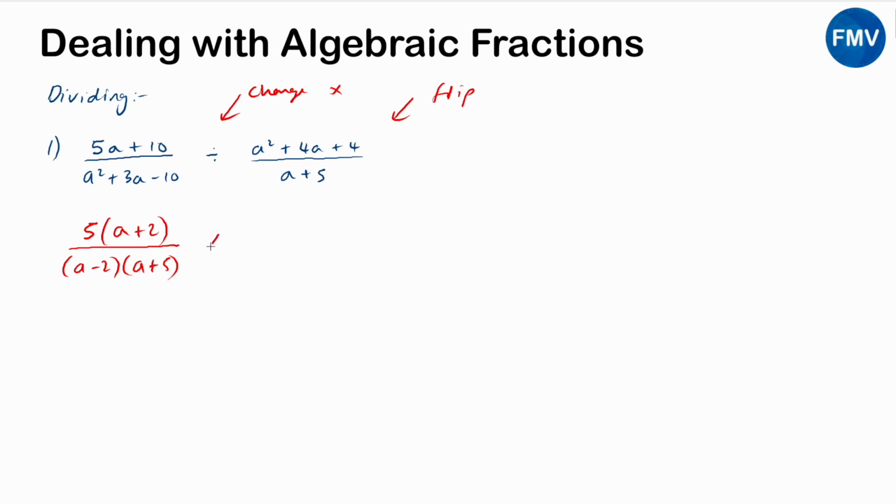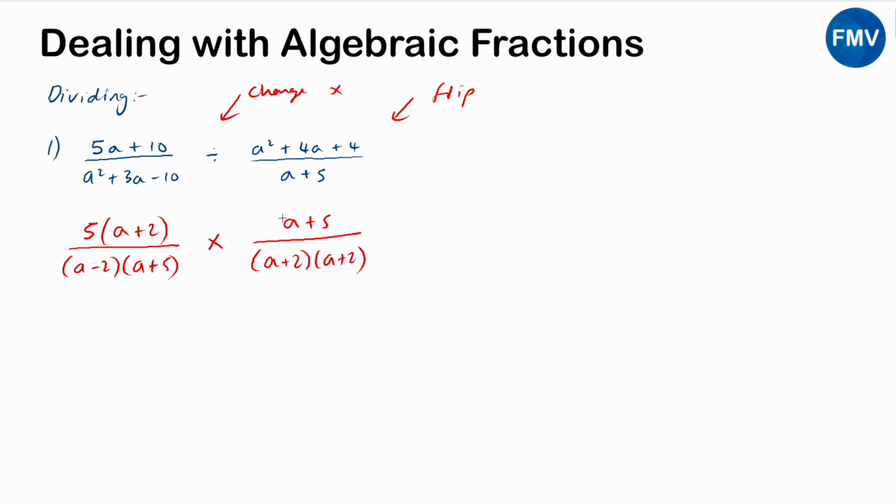Like I said, we are going to change the sign to multiply. Now, I'm going to deal with the denominator here because it becomes our numerator. That stays as a plus 5. Factorising this, factors of 4 that when I add, I get 4. Obviously, that's 2 and 2. So that becomes a plus 2 and another a plus 2.